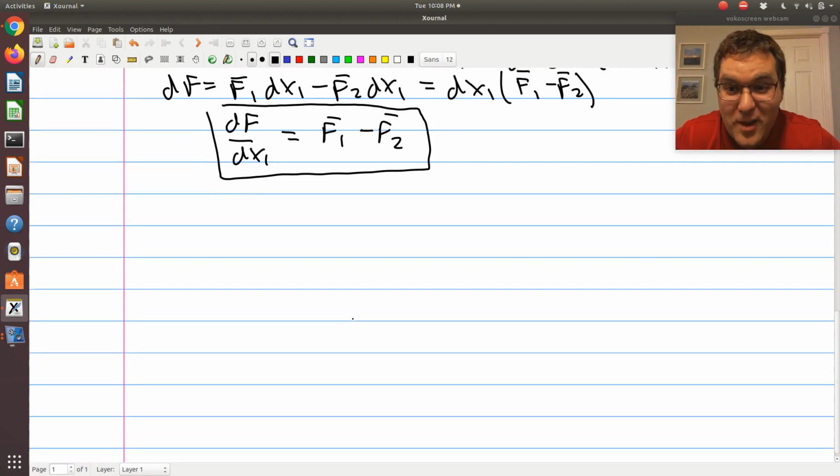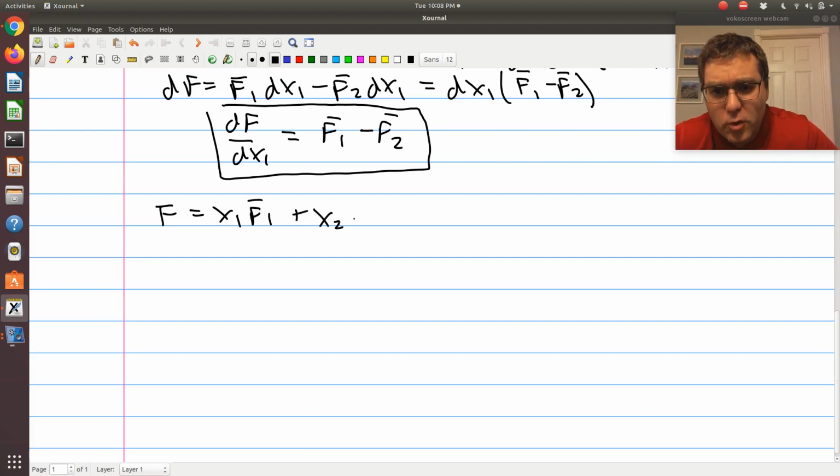But I digress. Now getting back on track. What we're going to do next is go back to where this all started. Remember, F was equal to x1 F bar 1 plus x2 F bar 2, and x1 and x2 are related.